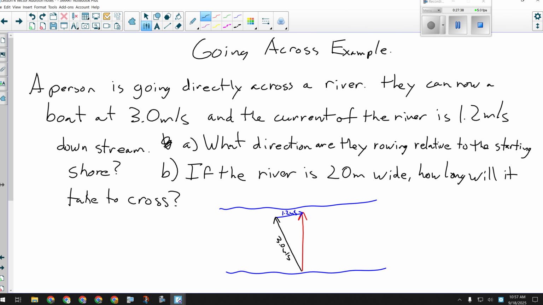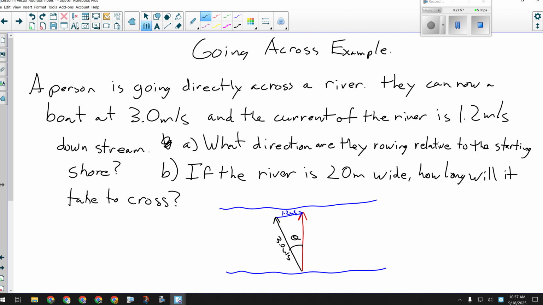Because it said they were going across. They can't be rowing across and going across at the same time. You don't go across by rowing across. Now, the other thing they want to know is, what's the heading? What direction are they pointing the boat while they row? So let's find that. That's part A.